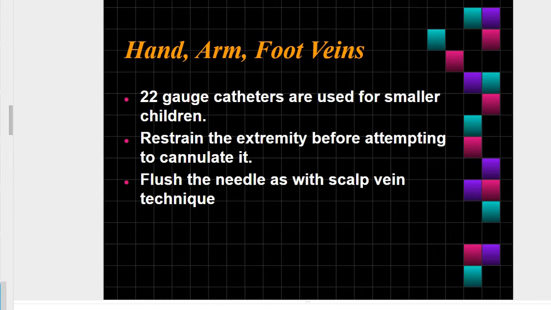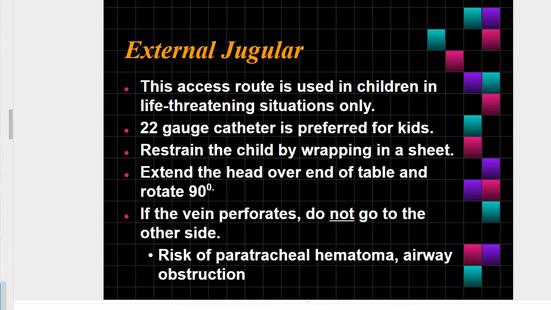Restrain the extremity before attempting to cannulate it if you can, and make sure you flush the needle just like you would with a scalp vein each time to make sure that you have not infiltrated. External jugular routes should only be used in life-threatening situations, only with a 22 gauge catheter for the smaller kids. Wrap the kid up in a sheet or something to keep them from moving. Extend the head over the end of a table or the end of the stretcher and rotate 90 degrees. If you perforate the vein, don't go to the other side, because if you do both sides and blow both sides, the swelling can be enough to cause a hematoma on both sides of the trachea and airway obstruction.